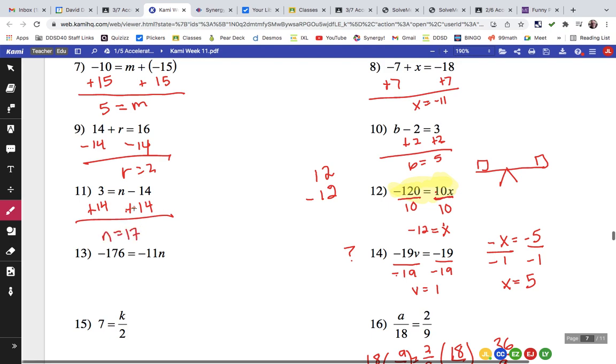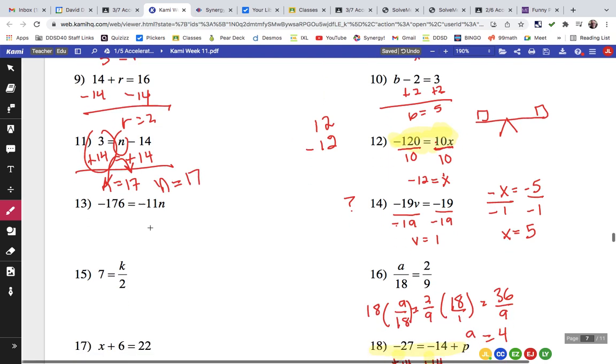Notice how I switched the variable from this side over to this side and the number this side over here. That's totally mathematical. You can do that. So n is equal to 17.